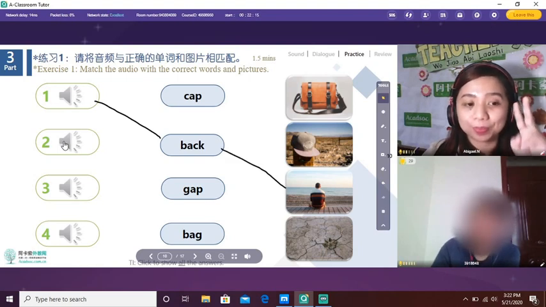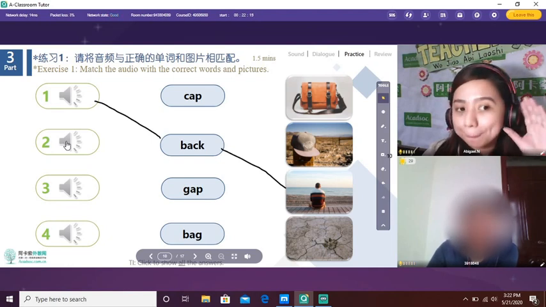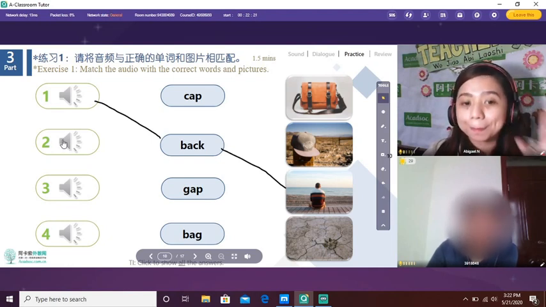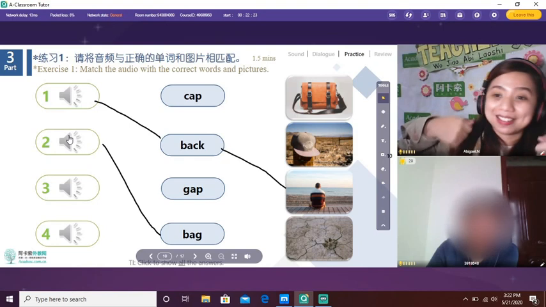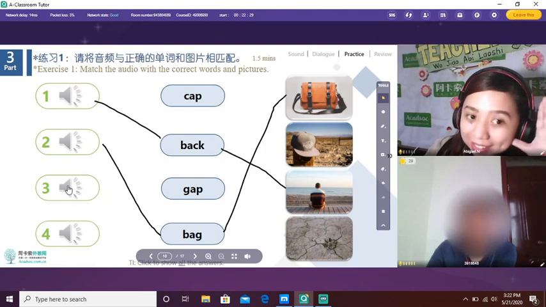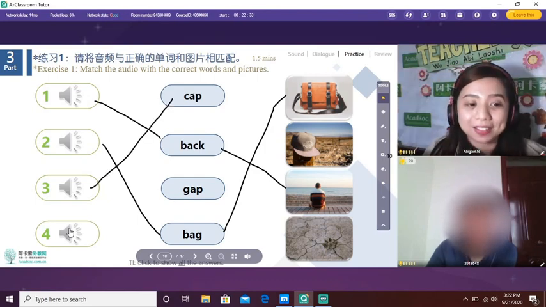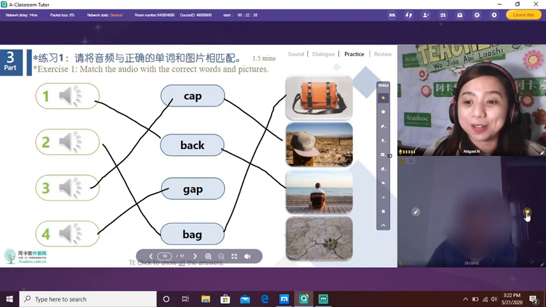Bike. What is the second one? Bag. Okay. Number three. Cab. Cab. Yes. Gap. Gap. Yes. Okay.